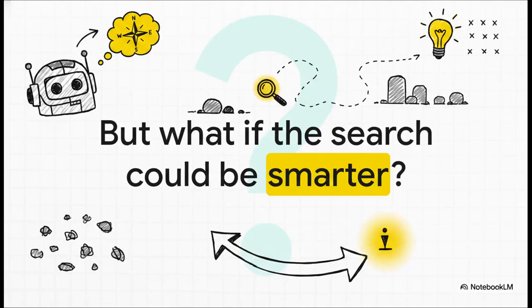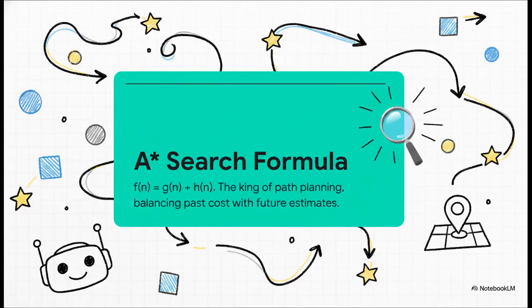This is where things get really, really cool. Instead of just wandering aimlessly, what if the robot could use a hint? What if it had an educated guess to help guide its search in the right direction? And that hint, it's all captured in this one beautiful little formula. This is the A-star search algorithm. That's A-star, and it is, without a doubt, the king of pathfinding. This simple equation powers everything from bad guys in video games to the GPS in your phone.